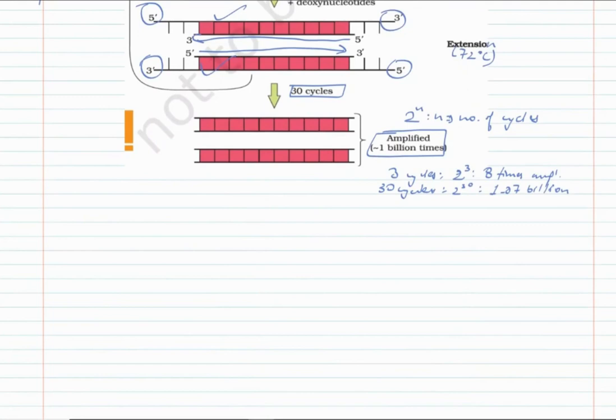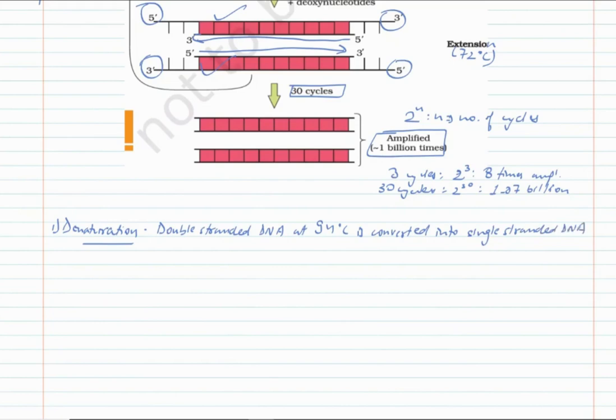So what are the 3 steps? The first step is denaturation, where double-stranded DNA at a temperature of 94 degrees Celsius is converted into single-stranded DNA, and both strands will now act as template strands.